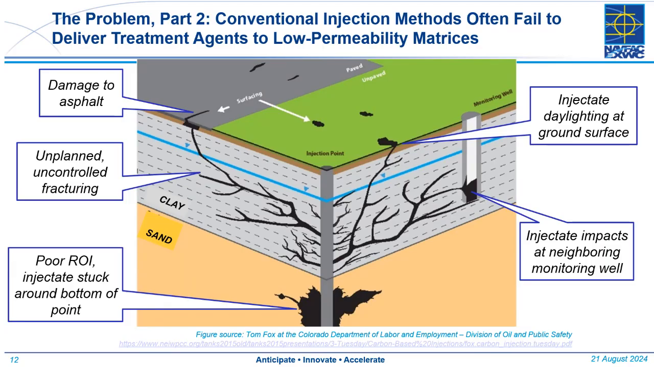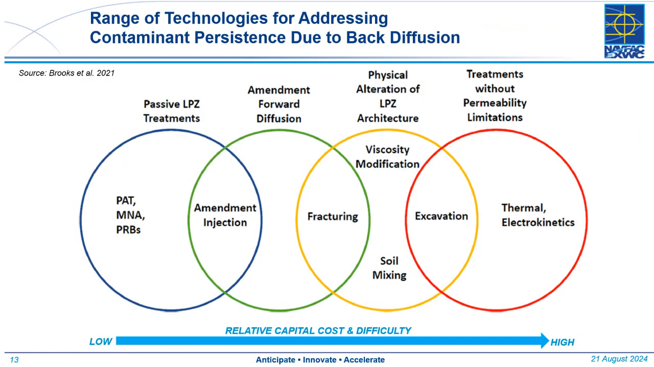Sometimes, when you inject things under pressure, they can end up in neighboring monitoring wells far away from the point where you've injected them. We've also seen that if you inject things in some of these wells, they can end up just stuck on the bottom of the well and not really go very far. We've seen all of these problems. So we need better tools for getting reagents into the ground, and that's what the rest of this presentation is going to focus on.